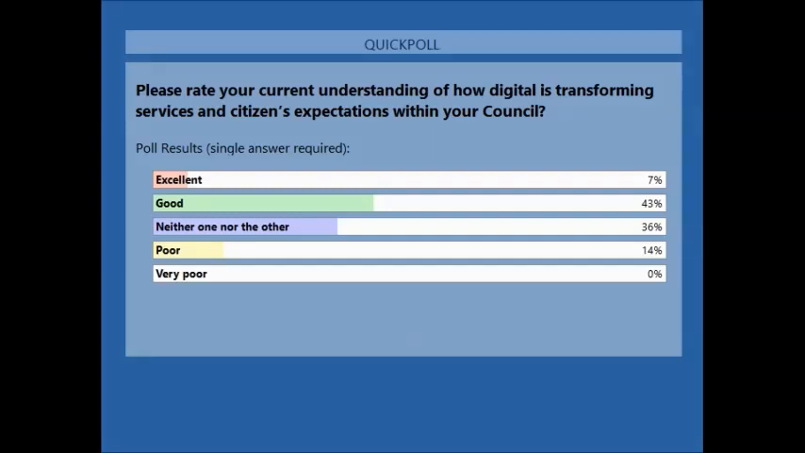Colin and Martin, what do you make of them then? Okay, 43% good. That's good to hear. 36% neither one nor the other. And 14% poor. Hopefully we can take that through today in terms of how we can help facilitate that and help the elected members and also the councils to transform quicker. So that's interesting. Thanks for that.